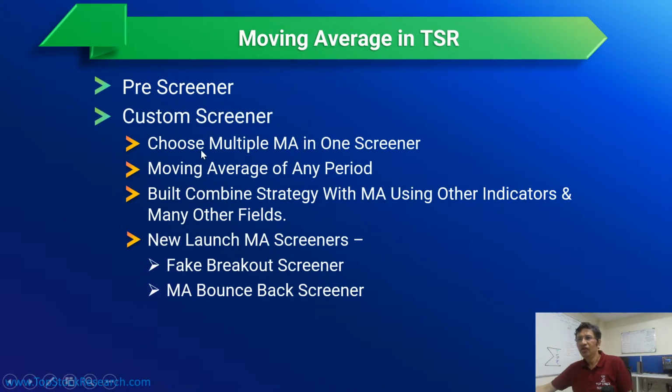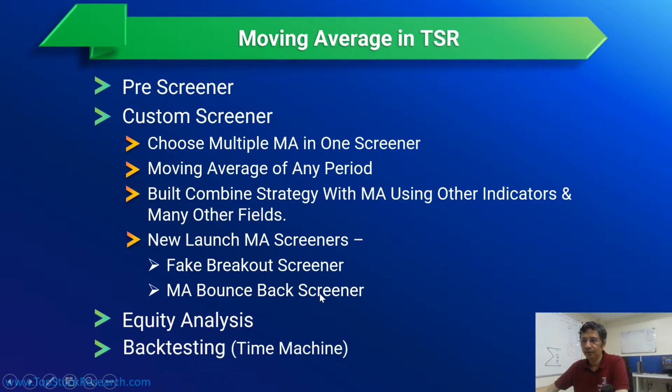Okay, so we have briefly seen, we have certain pre-screeners created. Custom screener, you can add multiple moving averages in one. You can choose any period, right? Built-in strategies for finding quite a few things. You can work on various fields, open, high, low, close, volume, other indicators. New launches are fake breakouts, bouncing, convergence, divergence, which we have added, right? Equity analysis, we have briefly touched upon equity analysis here, right? So I don't want to get there. I want to complete it so that you guys get timely lunch.